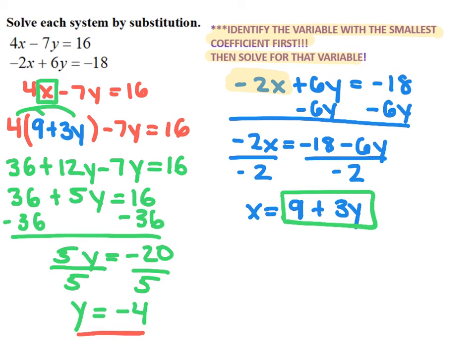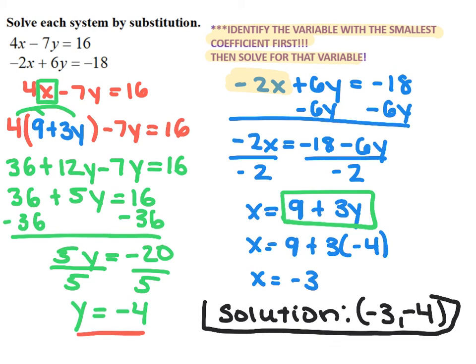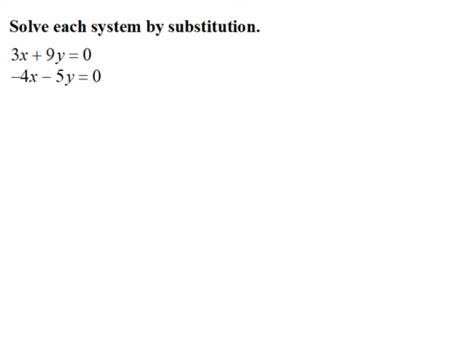Now you can substitute this value of negative 4 into the original equation. So you'll get x equals 9 plus 3 times negative 4 to become x equals negative 3. So the solution to the system is negative 3, negative 4. Pause the video and try the next example on your own.